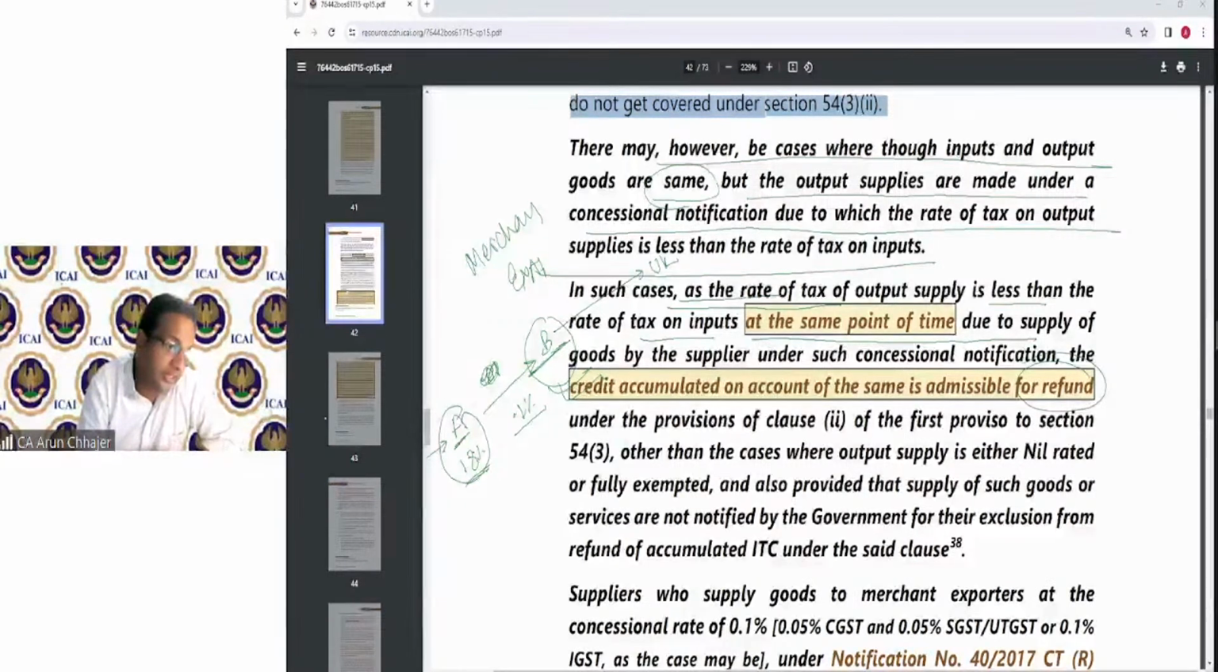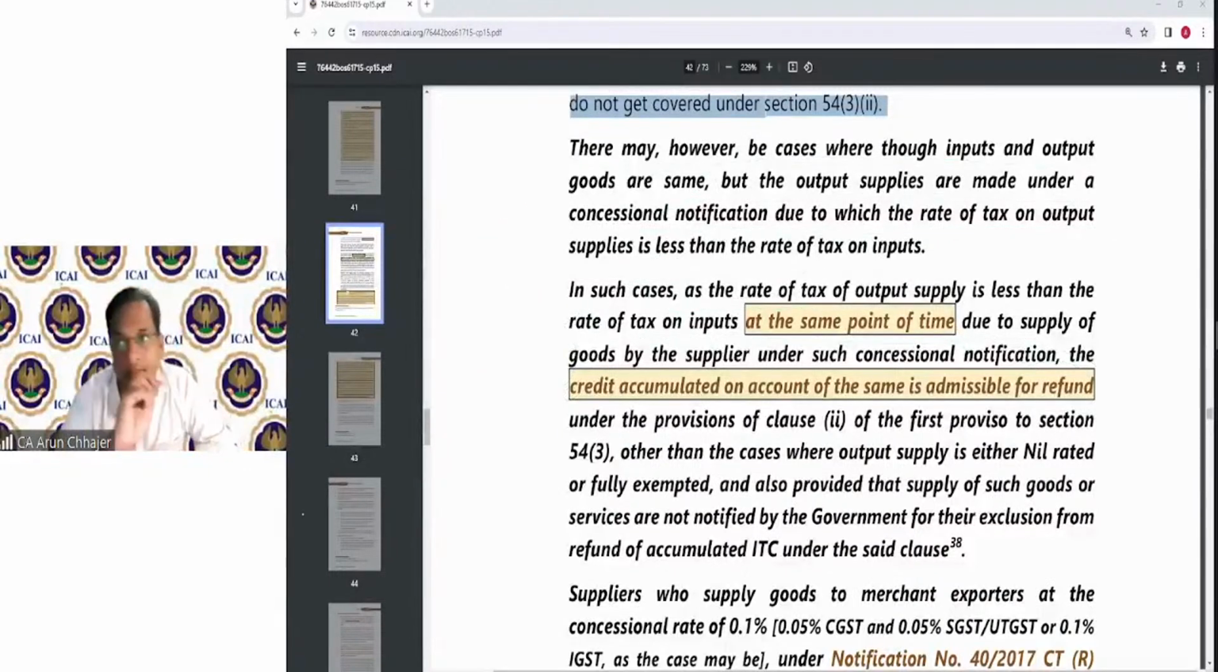दोनों पॉइंट क्लियर है. नॉर्मली ट्रेडिंग not covered under inverted duty, but if you are charging lower rate because of any concessional rate notification, you are entitled for refund. Are both points clear to all? Both points are clear to all?